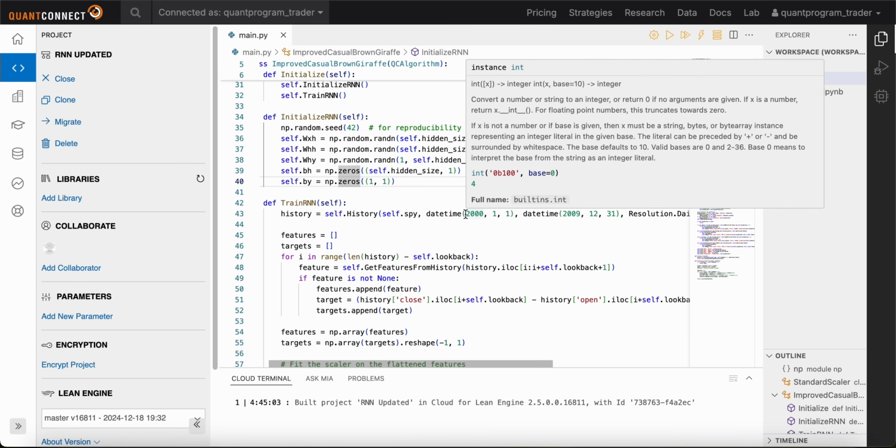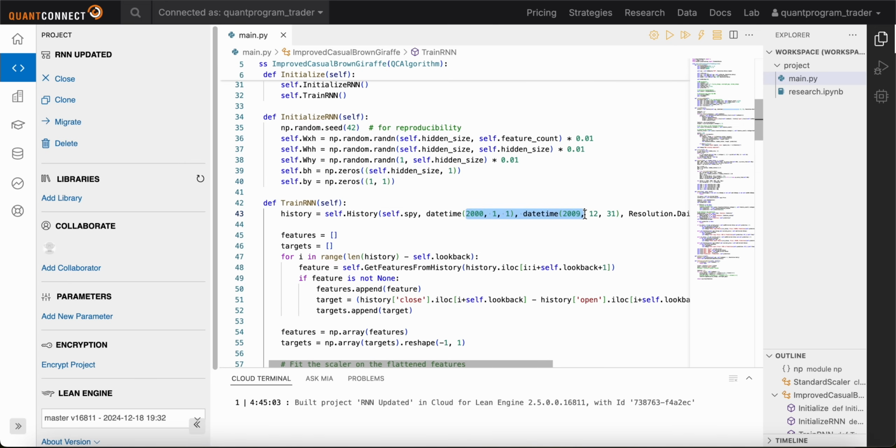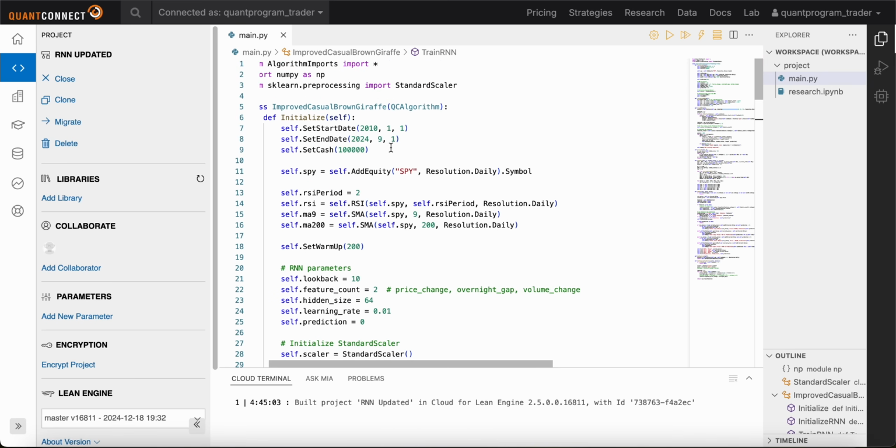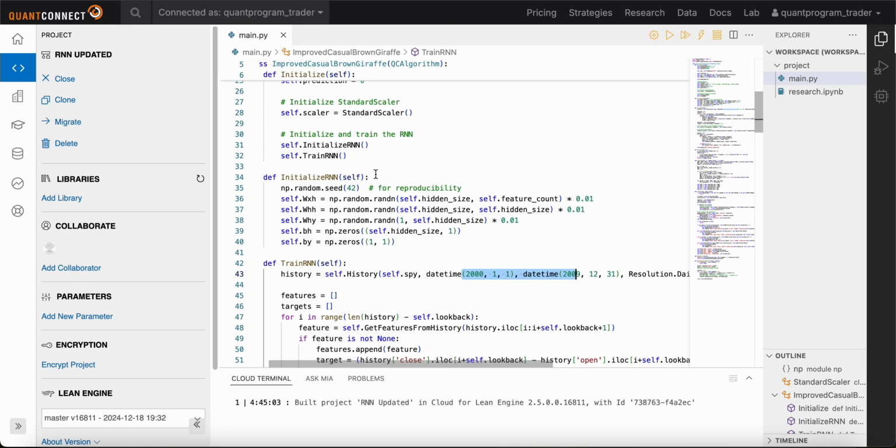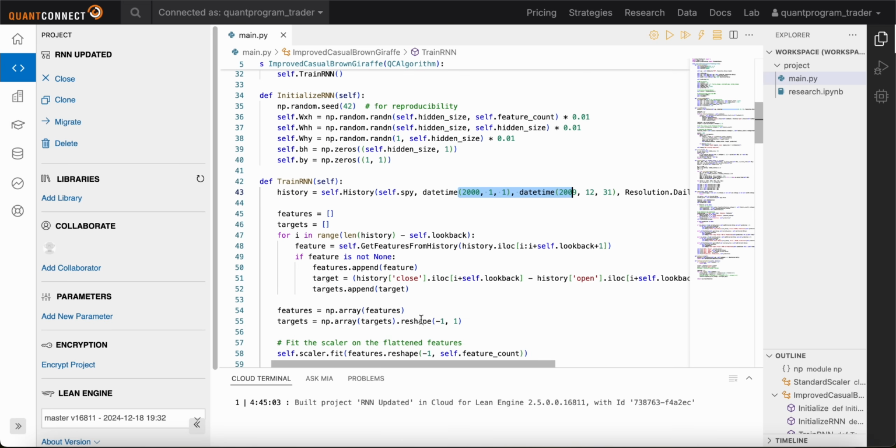For training, we're using 2000 to 2009. So I've discussed this in our previous videos about training and testing data. So we're using training data from 2000 to 2009, and we are testing it on 2010 to 2024. You can change this. You can update it as you keep on going. You can actually do it from, I don't know, 1990 to 2000, and then test that on 2000 to 2010 instead as well.